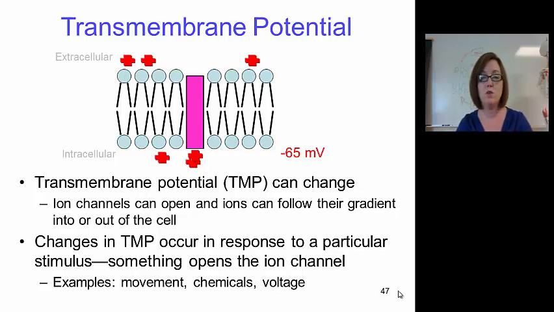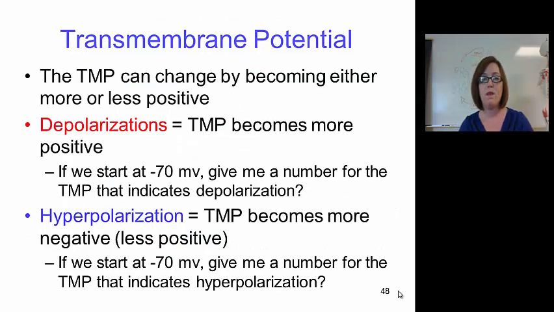Changes in transmembrane potential occur in response to a particular stimulus. Something has to open that ion channel, and this is where our gated ion channels come into play. Some sort of movement or a chemical or a voltage will open the gated ion channel. So transmembrane potentials can change by becoming either more or less positive.